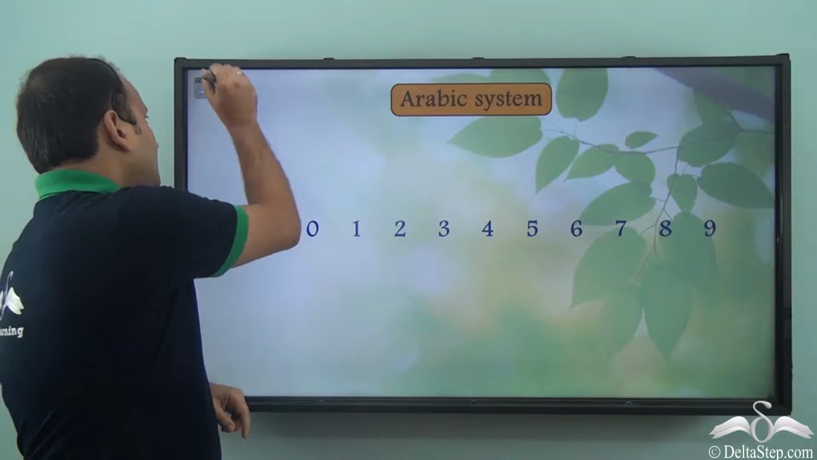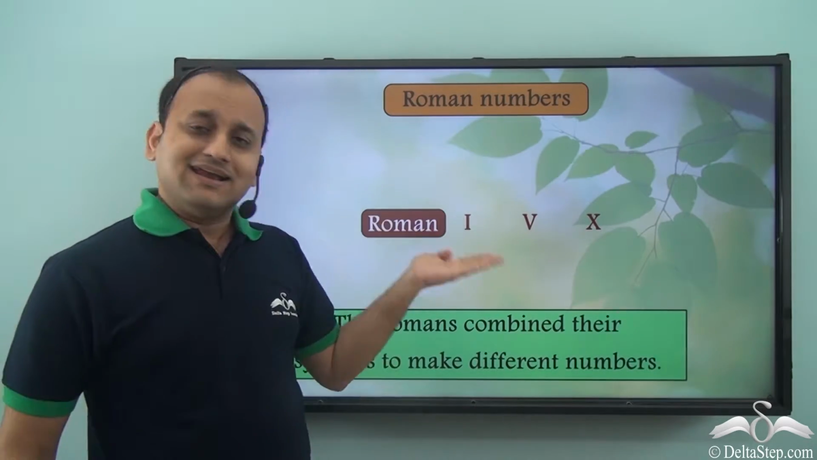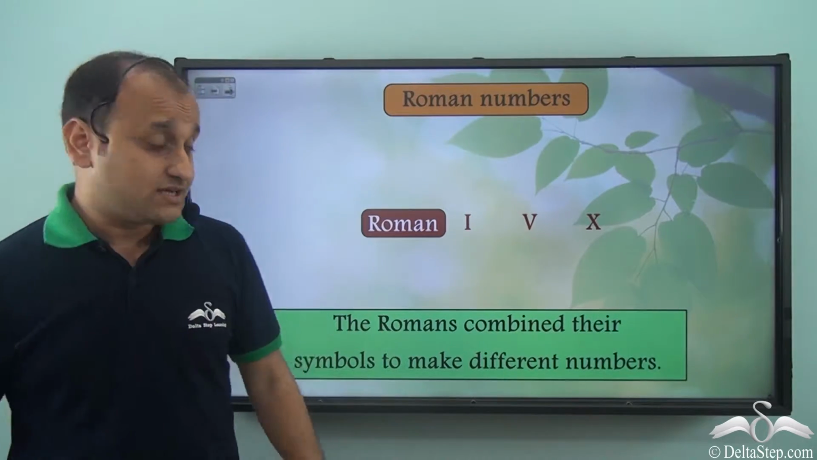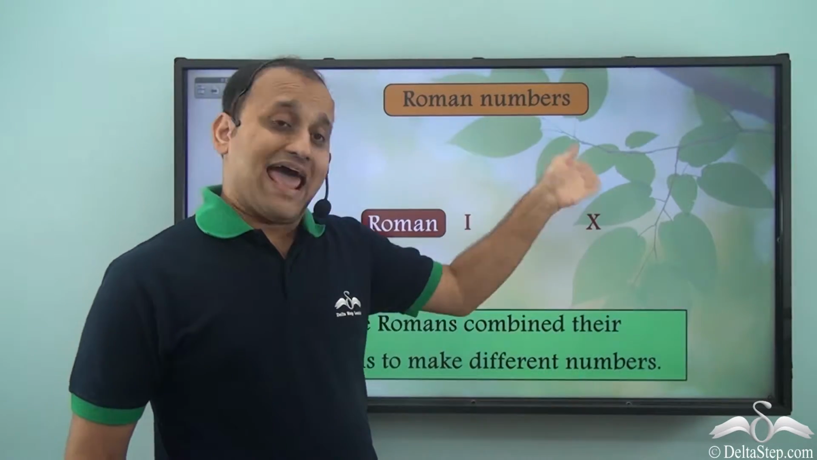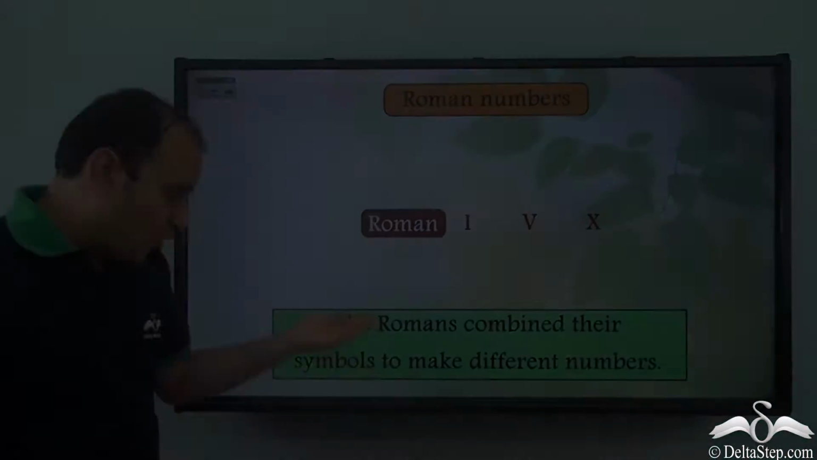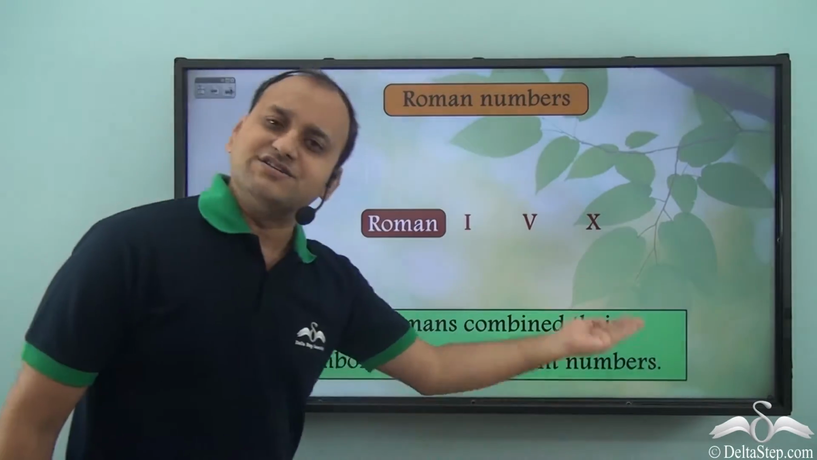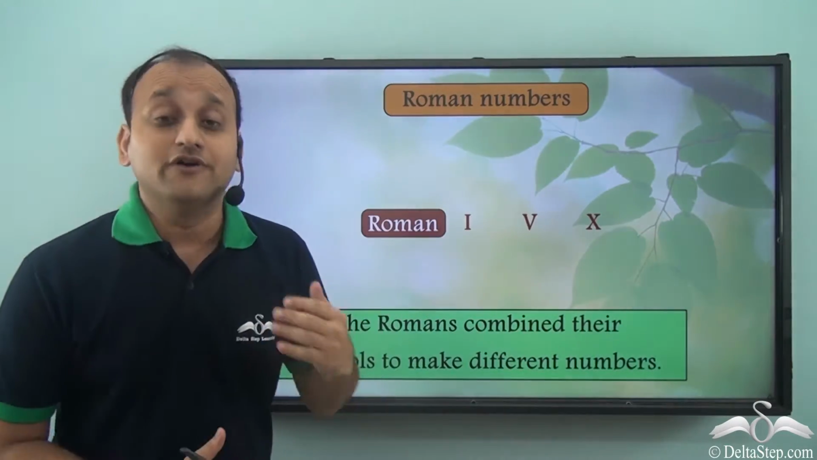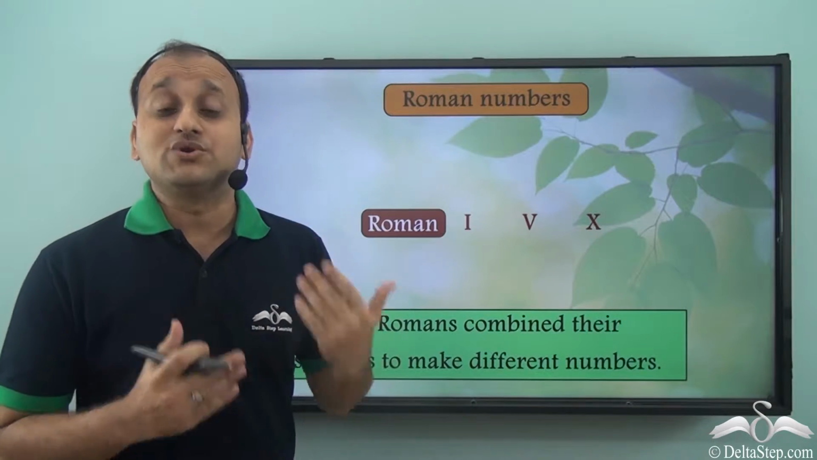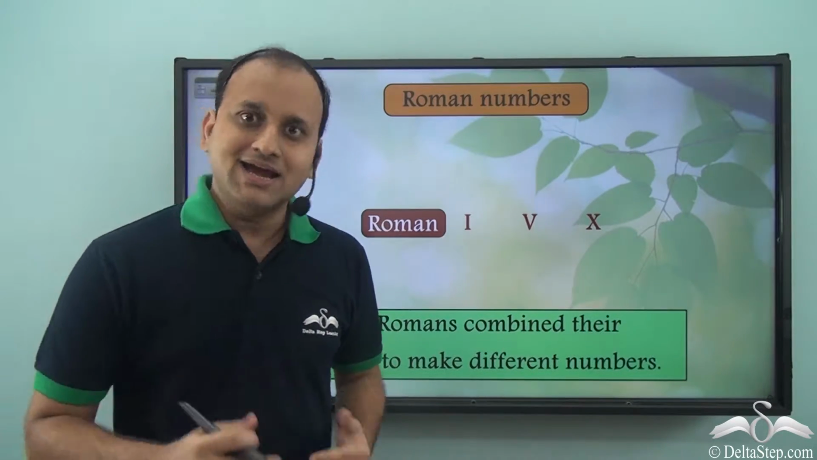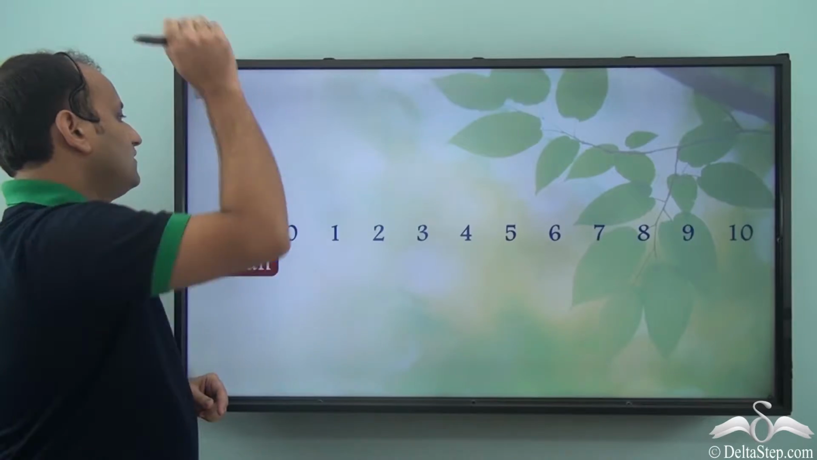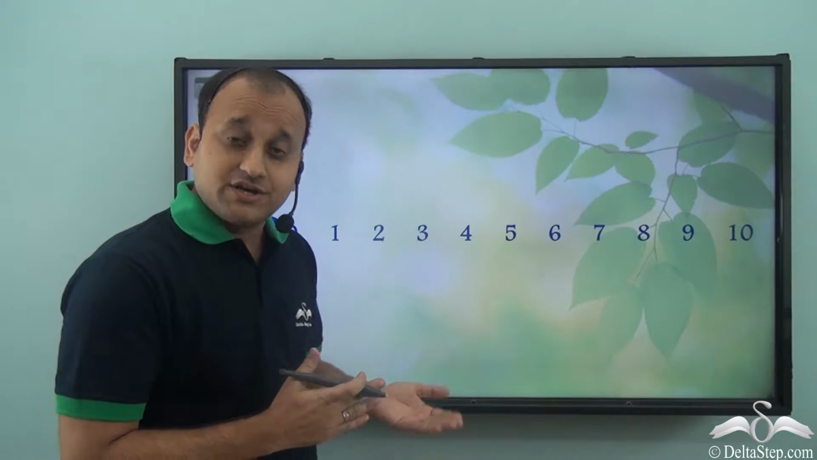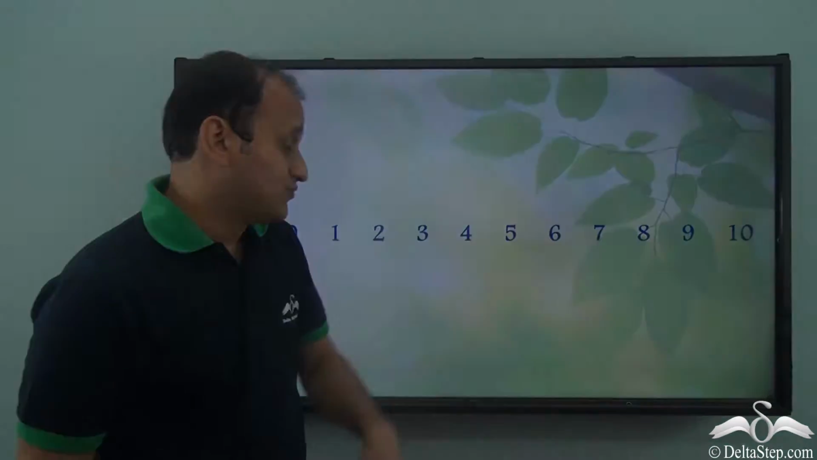Similarly, the Romans had their set of symbols. The first three symbols in that set were I, V, and X. Now, Romans combined their symbols to make different numbers, and I, V, and X symbols were combined in different ways to write numbers till 39. So let's see how they used these symbols to represent different counts.